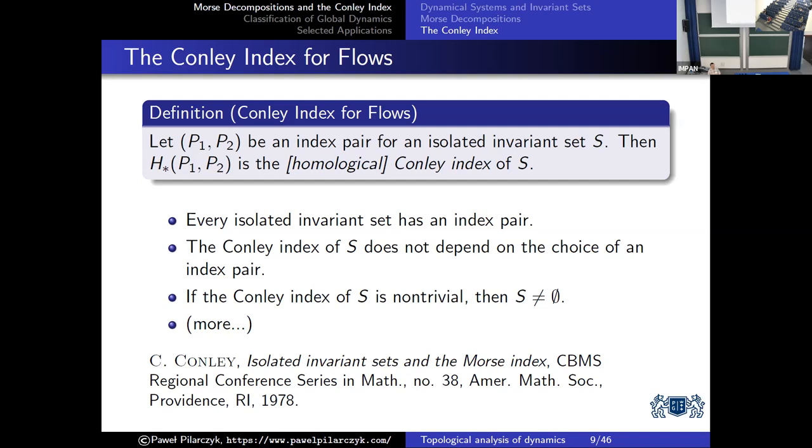And this is something that is very important from the numerical point of view. We can construct an index pair and compute its Conley index, and then we have a computer-assisted proof that the invariant part is non-empty, which might not be that easy to prove by using some other means. So I'm going to use this feature a lot.